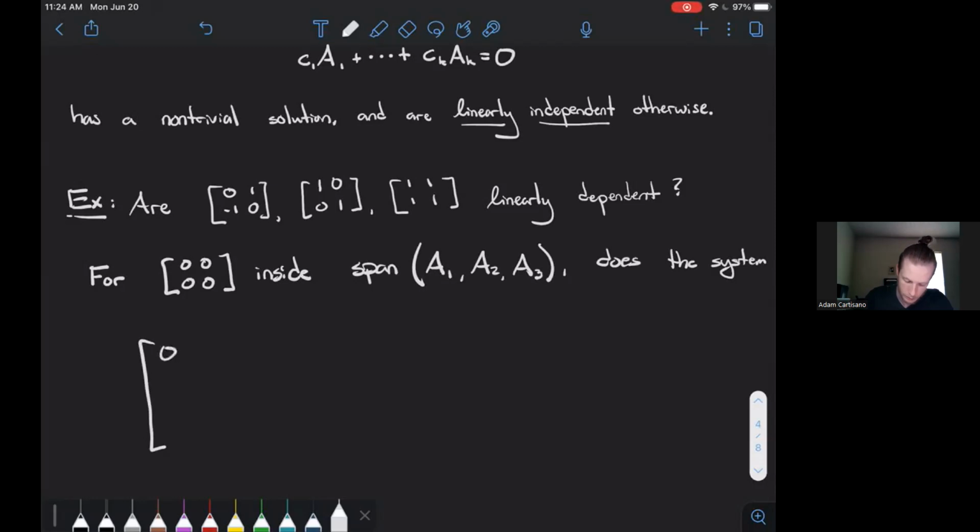0, 1, 1. Now 0, we're trying to write the 0 matrix as a non-trivial linear combination of these three matrices. So 1, 0, 1, 0. Negative 1, 0, 1, 0. 0, 1, 1, 0. Does this system have a non-trivial solution?